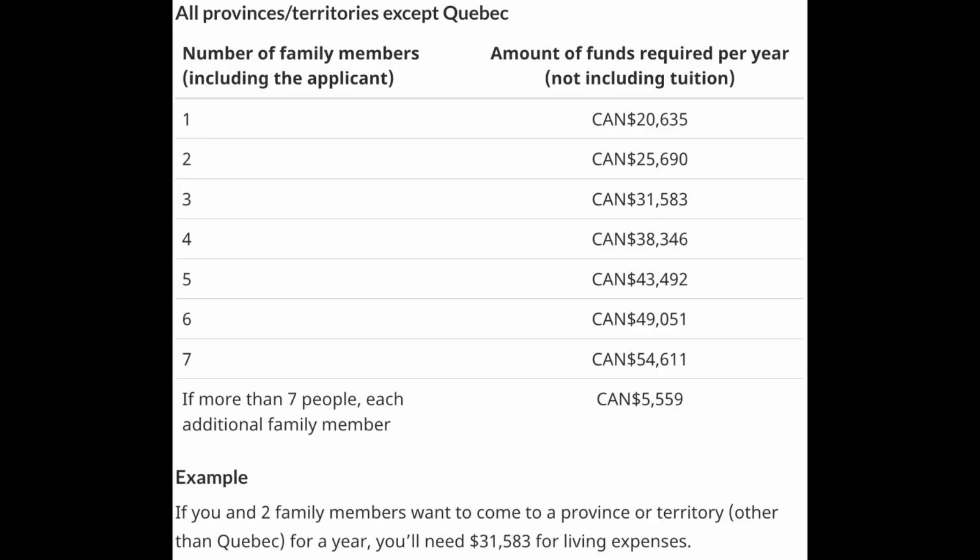If you're coming to Canada by yourself or with a family member, the amount that you need to have in your account, how to get a bank statement, all of the things that are important for proof of funds, I mentioned them in that video.